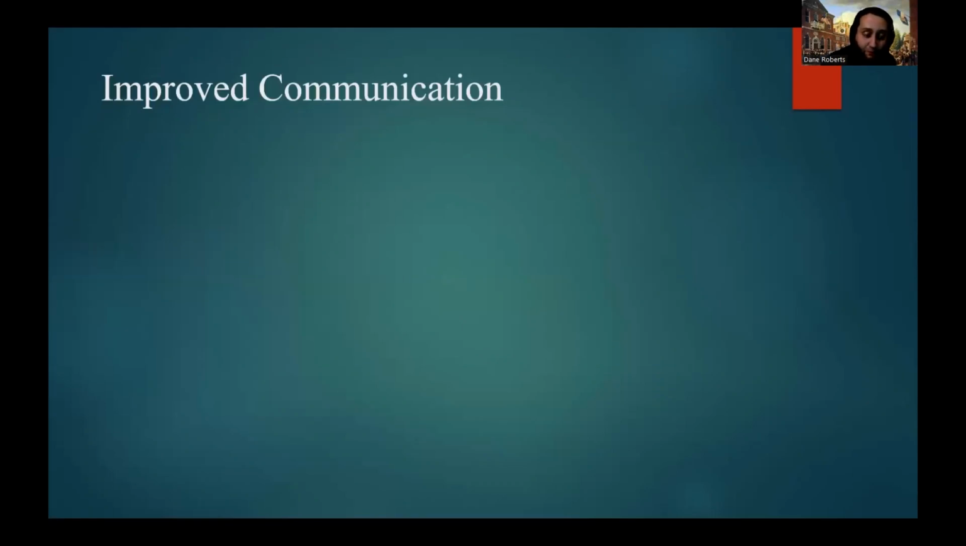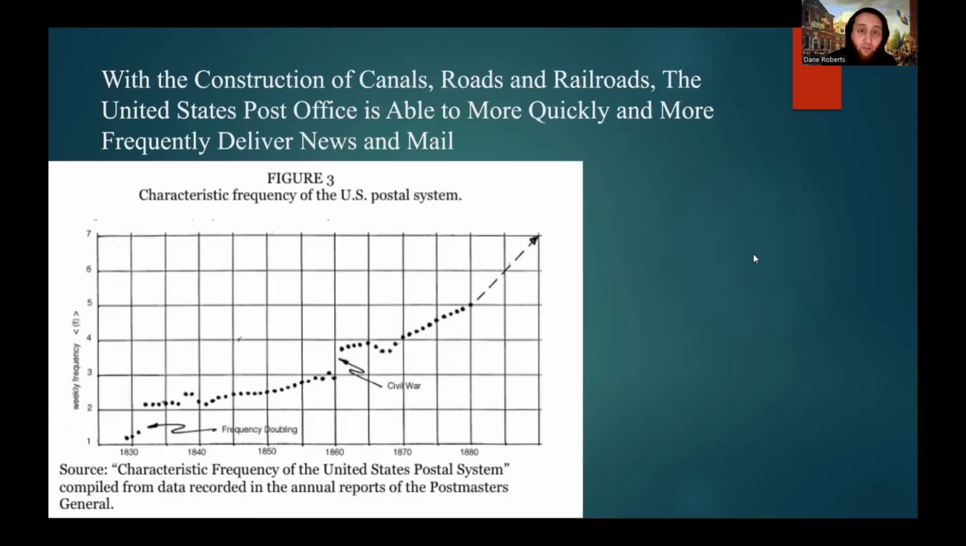Unsurprisingly, the improvement of infrastructure and communication leads us to our next section, improved communication. With the construction of canals, roads, and railroads, the United States Post Office would then become able to more quickly and more frequently deliver news and mail, which you can see in this graph here, with the post office being able to deliver mail thanks to the construction of canals, roads, and railroads to individual houses 2 times a week by the 1840s CE.